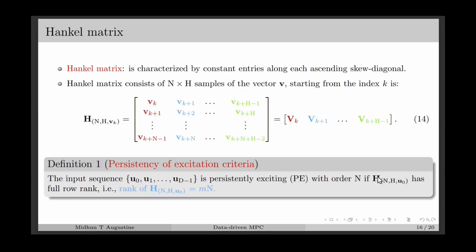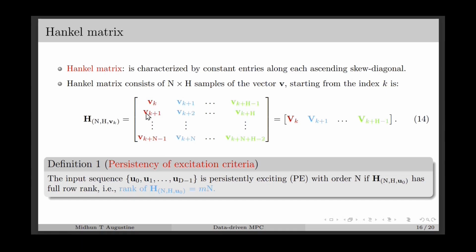Next, we move on to the definition of a Hankel matrix, which is commonly used in data-driven MPC. A Hankel matrix is characterized by constant entries along its ascending skew diagonals. In this lecture series, we will define a Hankel matrix which consists of N by H samples of the vector v as the matrix H, where capital N denotes the number of row entries of the matrix, capital H denotes the number of column entries, and vk is the starting element of the matrix.